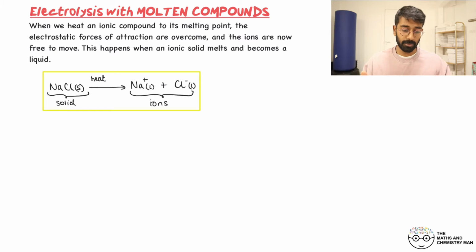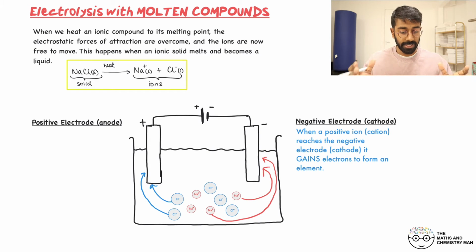So now let's look at some examples. Let's say we had sodium chloride and we heated it. When we heat it, those ionic bonds are going to break, so we get sodium ions and chloride ions. We'll have our sodium ions and chloride ions free to move within our beaker, where we're doing our electrolysis. We already said that the positive ions, the cations, are attracted to the cathode, and when they go there, they gain electrons to form the element.